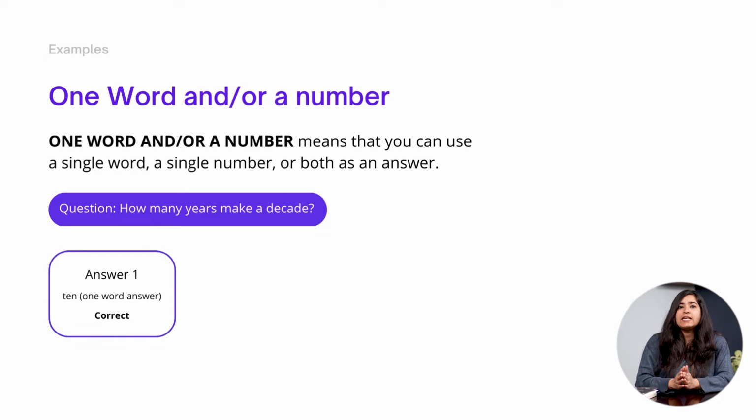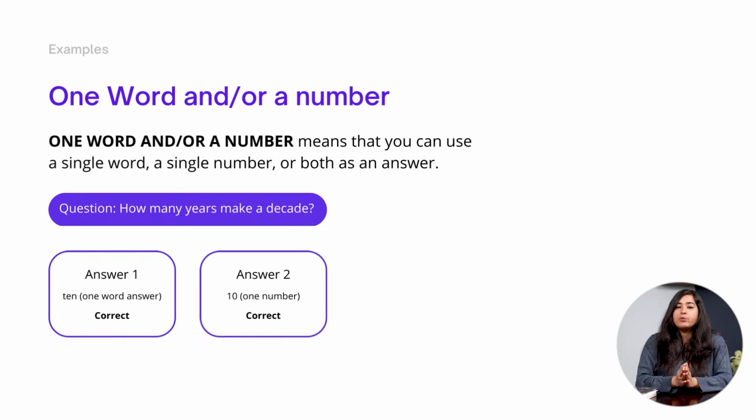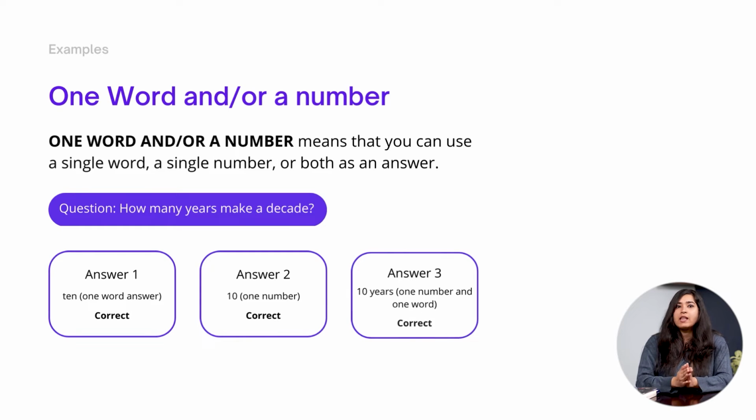If you write TEN, a word answer, that will be correct. Similarly, if you write 10 in numerical form, it will also be marked correct. Your answer will also be correct if you write a number and words, like we see here, numerical 10 and years in words, because it's one word and one number.